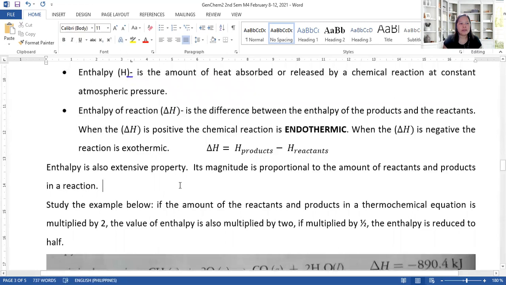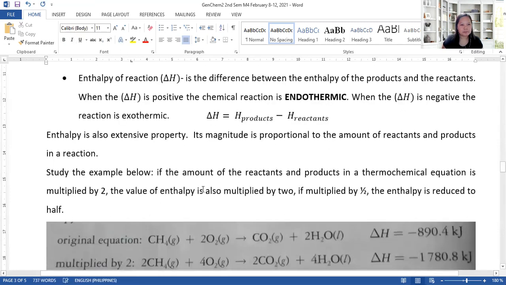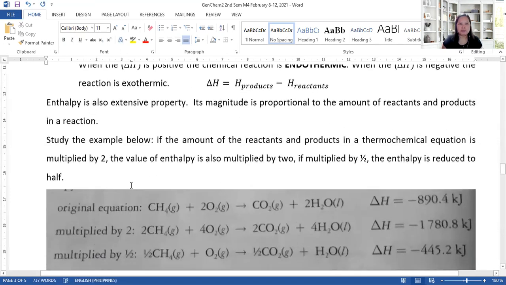So when you have added reactants, the reaction will also have a higher result. Okay, so they are proportional with each other. So we have here an example.